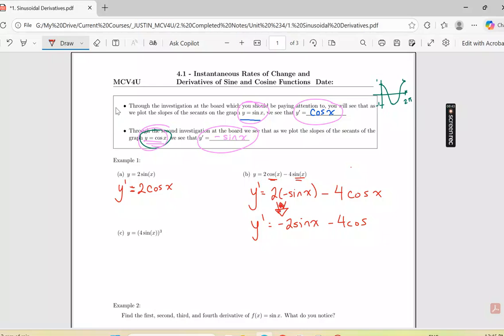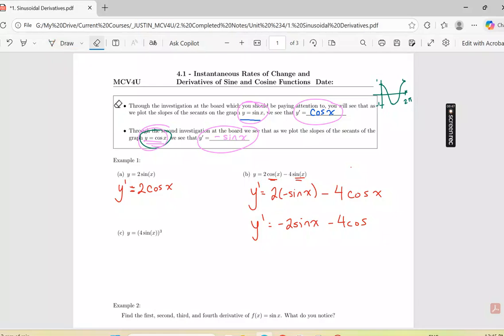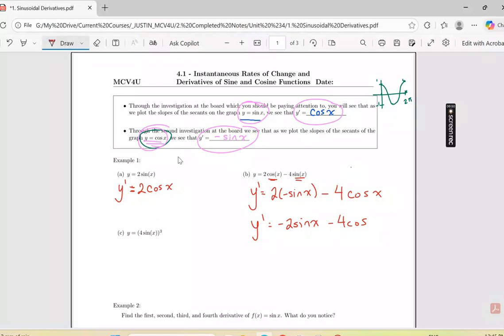This is supposed to be an arrow. It's a terrible arrow. You know what? I'm just going to erase that. There we go. Done.